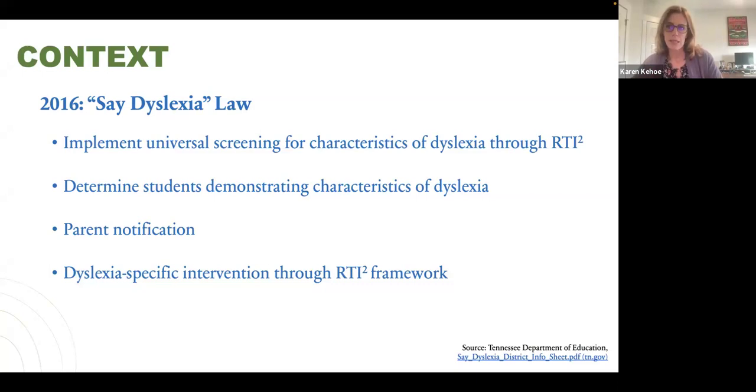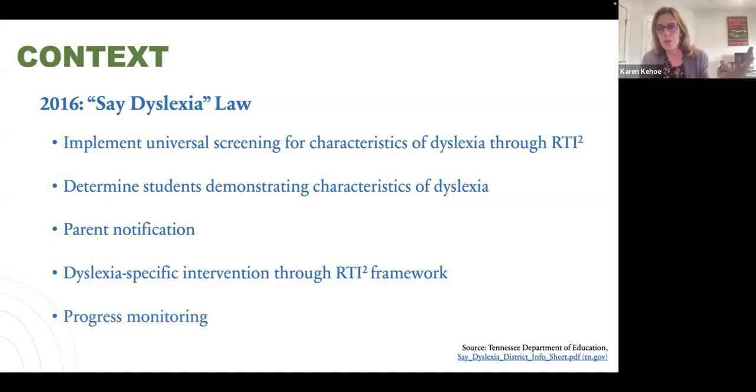And so that dyslexia-specific intervention piece has been a point of confusion throughout our state for a lot of reasons, but the question is, what does that look like and who needs to receive that dyslexia-specific intervention? What this law was saying is that you don't have to be eligible for a specific learning disability. You don't have to have an IEP to have those characteristics of dyslexia identified and intervened within the existing framework. It's kind of like, let's not wait to address the difficulties and deficits that we're seeing. So that's the context of the Say Dyslexia law.